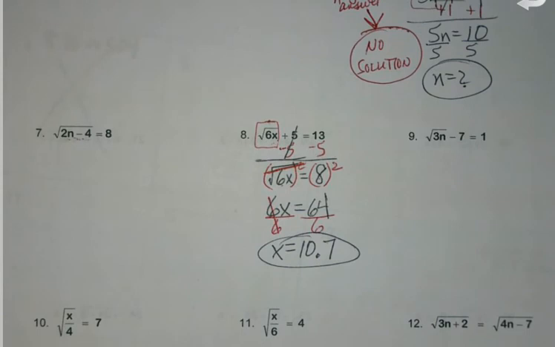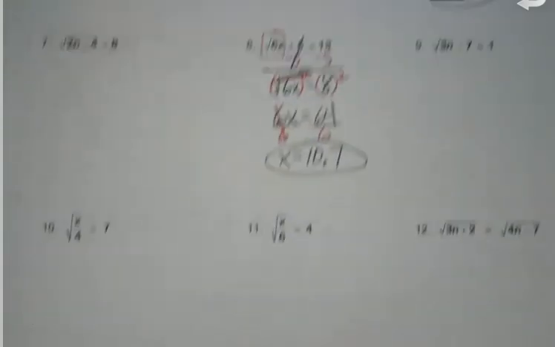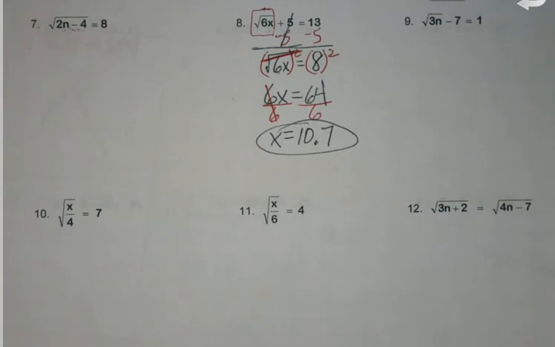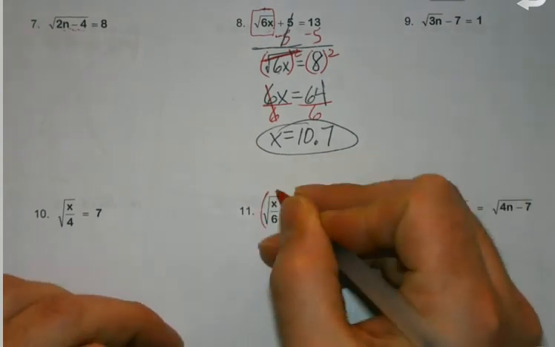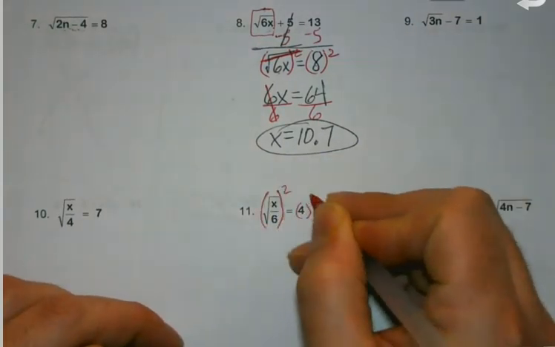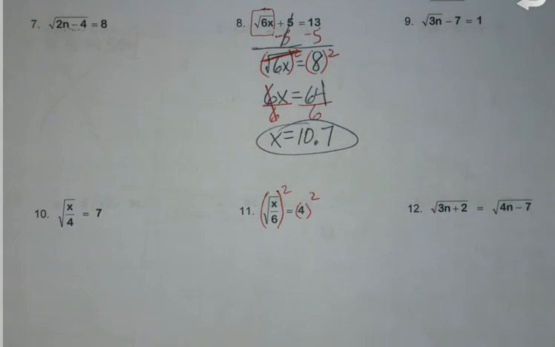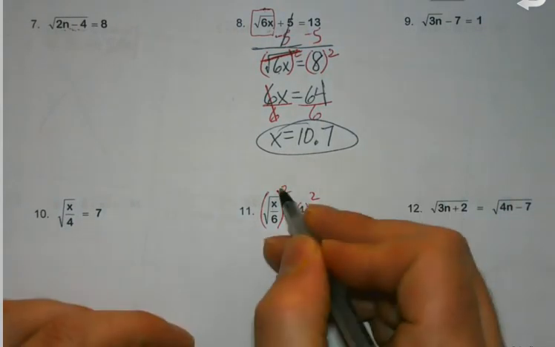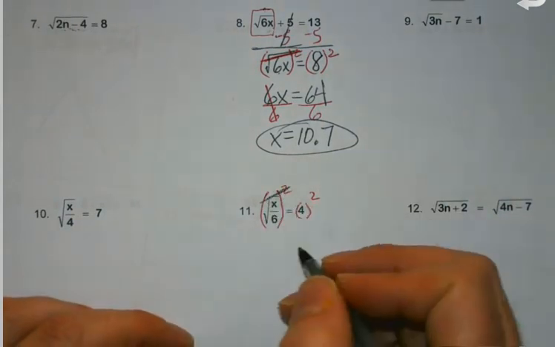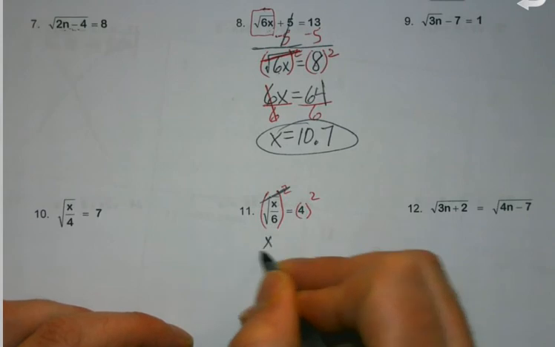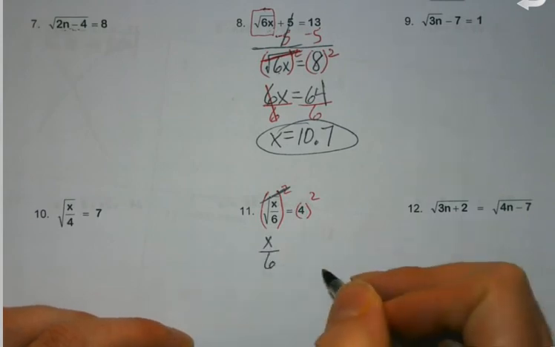Now, when we get down to something like 10 or 11, notice that whole thing is still underneath the square root. It's still underneath the radical. So when I'm doing these, okay, that's isolated already. I can go ahead and do the squared thing right off the bat. Because now those wipe out and just leave me with the x over 6.